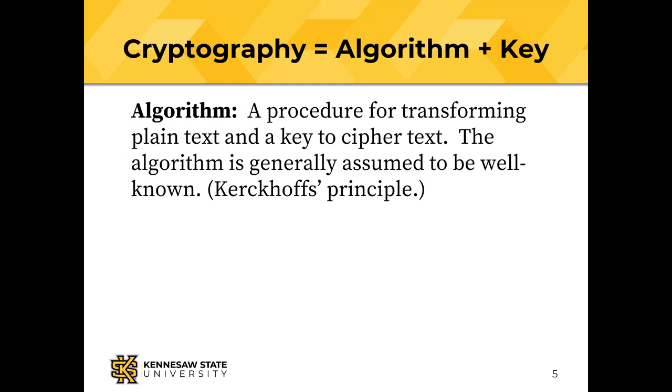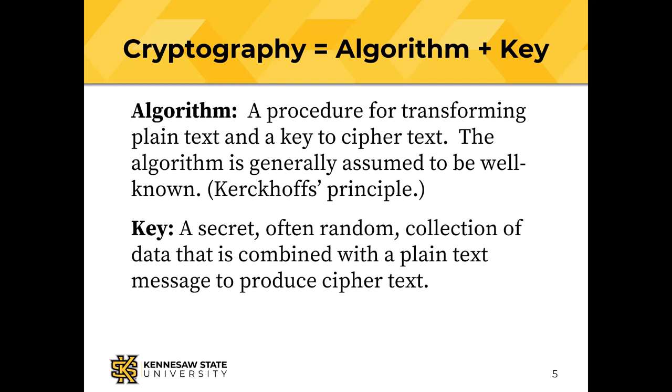So a crypto system, cryptography, requires both an algorithm and a key. The algorithm is the procedure for transforming plain text, the unencrypted message, into ciphertext. And Kirchhoff's principle, named after Auguste Kirchhoff, who was, I think, a 19th century French cryptographer, is not the same as Kirchhoff's laws of electricity and magnetism. Two different people. Kirchhoff's principle says the bad guys know the system. The algorithm has to be assumed not to be secret. The key then does have to be secret. It should be random, and it's a collection of data that gets combined with the plain text to produce the ciphertext.